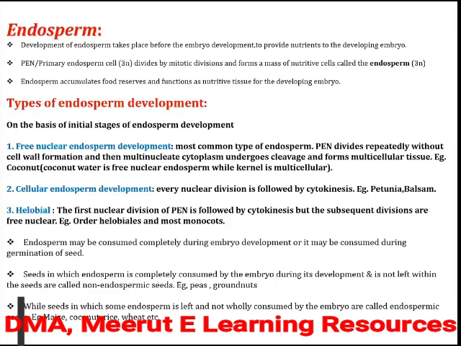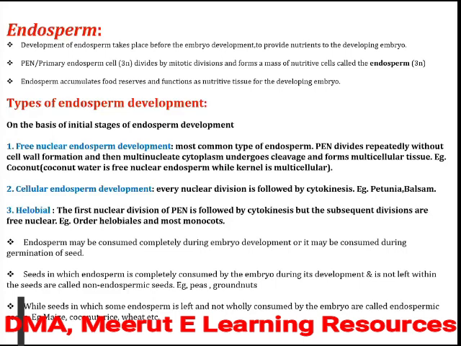This is the most common type of endosperm development. Here you can see nuclear division is not followed by cell division. In free nuclear endosperm development, nuclear division is not followed by cell division. Or in other words, we can say karyokinesis is not followed by cytokinesis. Then what results? Within a single embryo sac, you find many nuclei.